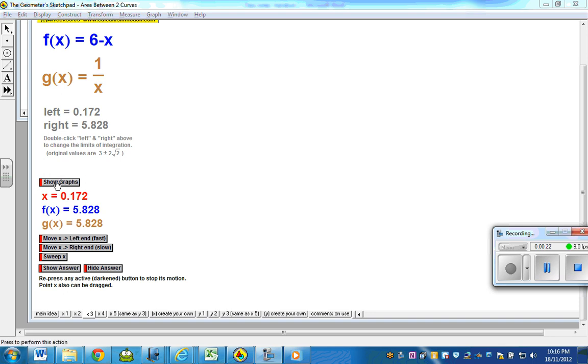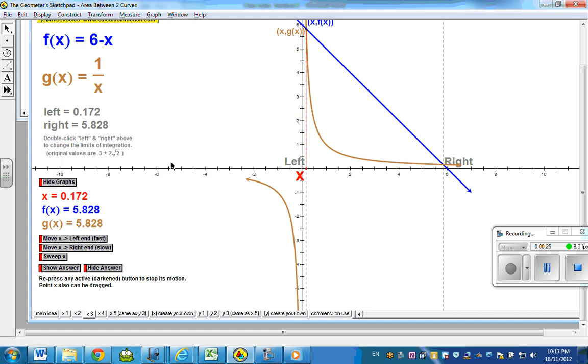So if we sketch this set of curves, we see that the first part of this curve is not relevant to us. We're really looking only in the first quadrant, where the curves g of x equals 1 over x and f of x equals 6 minus x cross each other. So we have our limits: the lower limit is 0.172 and the upper limit is 5.8828, and here's the area bounded by those two curves.